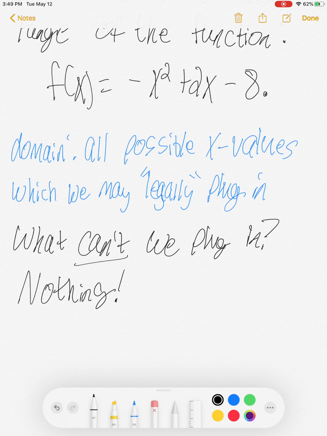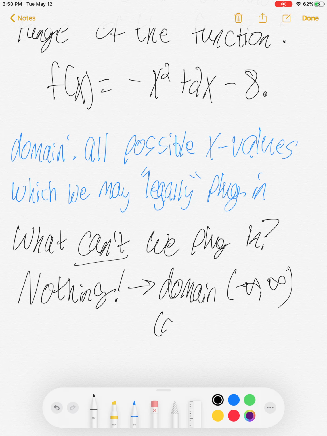So the domain in this case is going to be all real numbers, and we write that using the interval negative infinity to positive infinity. Infinity always gets an open parenthesis because we cannot include infinity technically. Okay. So again, this is just all real numbers. This is just our fancy interval way of writing all real numbers.